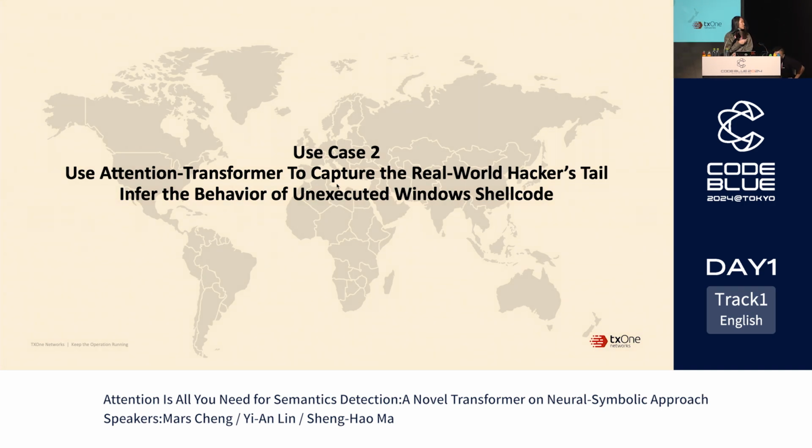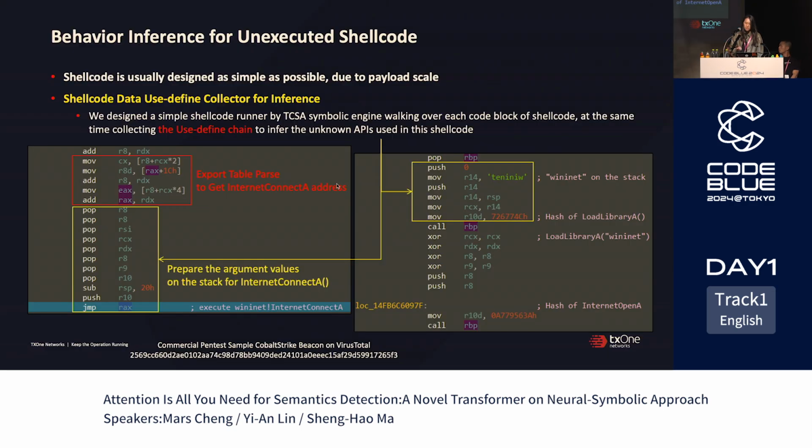Okay, so thanks to Sheng-Hao for providing more details on our engine and also sharing the first use case and demo. So now let us move on to the second use case of our engine, on Windows shellcode. First, we need to know that shellcode is usually designed to be as simple as possible. The reason is that the memory layout is unstable, and attackers don't want their shellcode to lead to unexpected crashes, so they often design their shellcode as small pieces of code without difficult obfuscation.